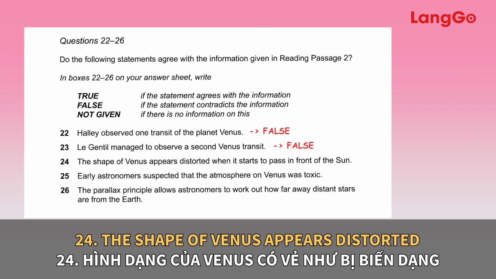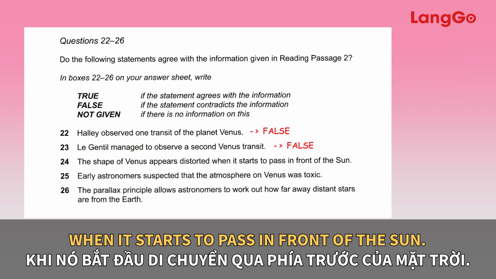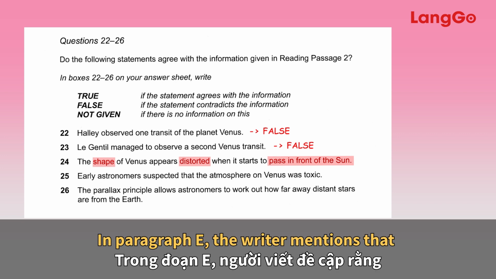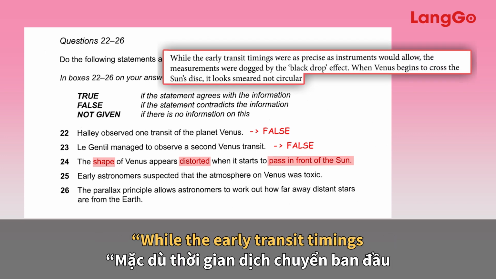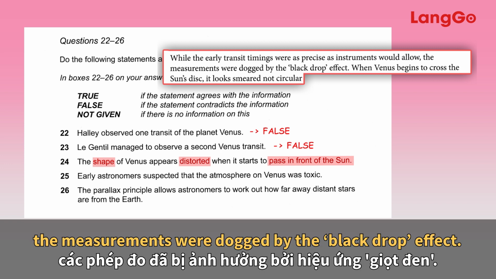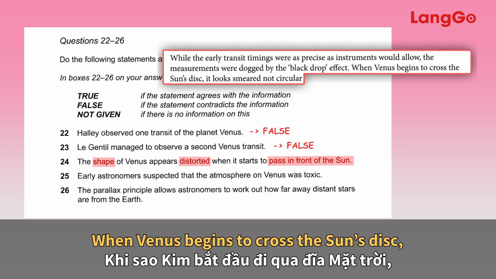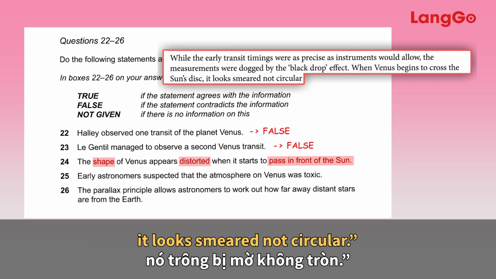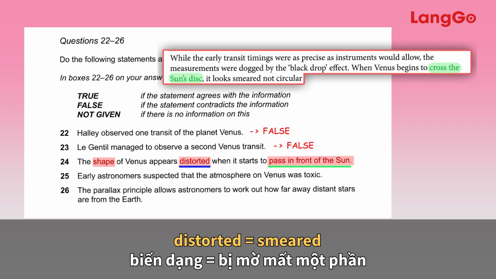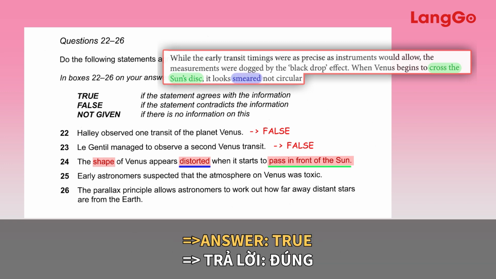Number 24, the shape of Venus appears distorted when it starts to pass in front of the Sun. Our keywords are shape, distorted, and to pass in front of the Sun. In paragraph E, the writer mentions that while the early transit timings were as precise as instruments would allow, the instruments were dogged by the black drop effect. When Venus begins to cross the Sun's disk, it looks smeared, not circular. Some synonyms are used here. To pass in front of the Sun is to cross the Sun's disk, and distorted is the same as smeared. Our answer here would be true.